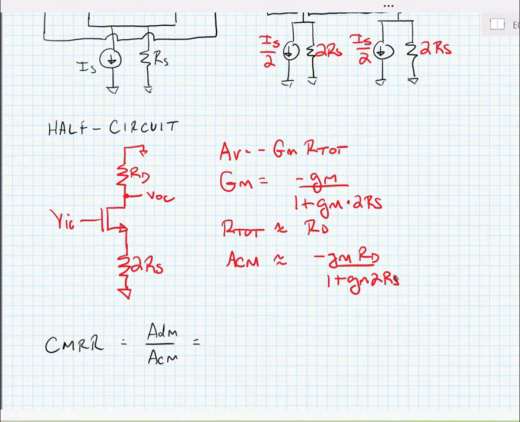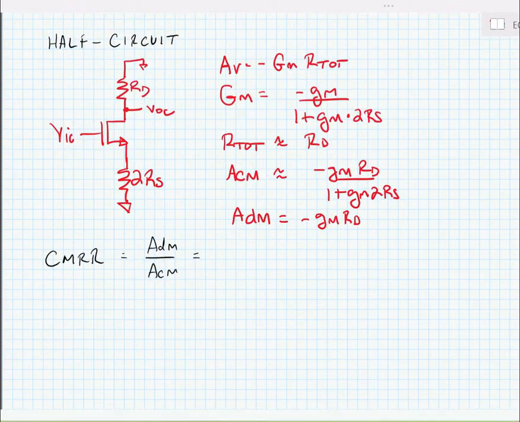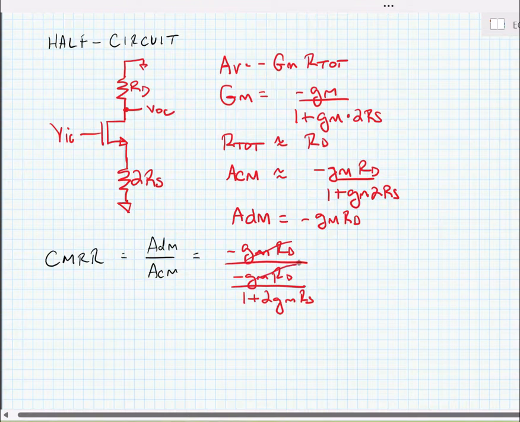Now, we know from the prior analysis that our differential mode voltage gain ADM was equal to minus GM times RD. So let's put these two together to find the common mode rejection ratio. Remember, the definition of the common mode rejection ratio is the differential mode voltage gain divided by the common mode voltage gain, or ADM divided by ACM. Let's substitute the values for ADM and ACM. Here we see that we can eliminate GM and GMRD, and our common mode rejection ratio is equal to 1 plus 2 GMRS.